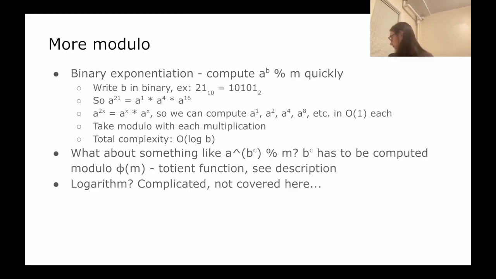And then we'll write a to the 21 as a to the 1 times a to the 4 times a to the 16. And because a to the 2x is just a to the x squared, we can find a to the x and then we can find a to the 2x immediately. So we can compute the sequence of a to the 1, a to the 2, a to the 4, a to the 8, etc. all in O of 1 each time, and there are log terms total. And then we just take the ones that we're interested in. So here we would take a to the 1, a to the 4, a to the 16, multiply them together, and we win. Total complexity is log b because it's the number of bits in b.